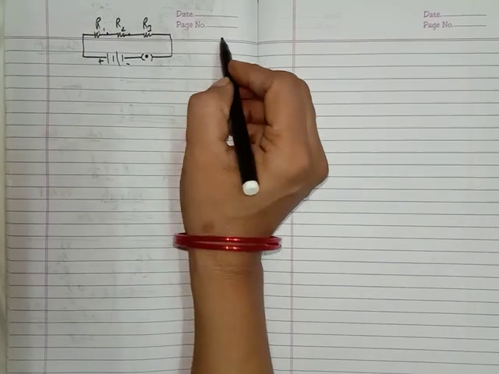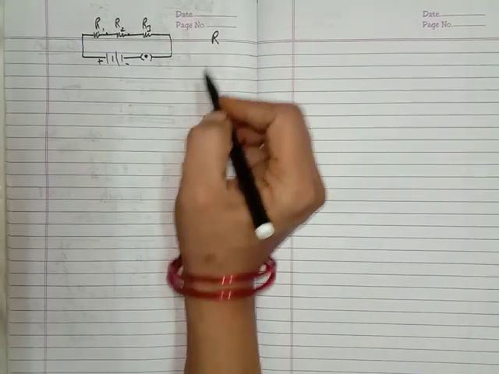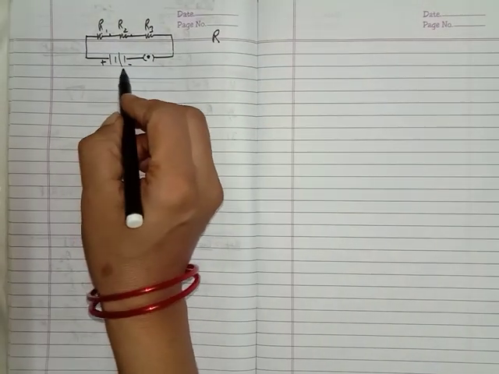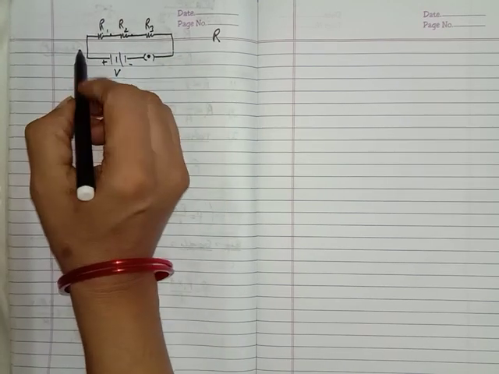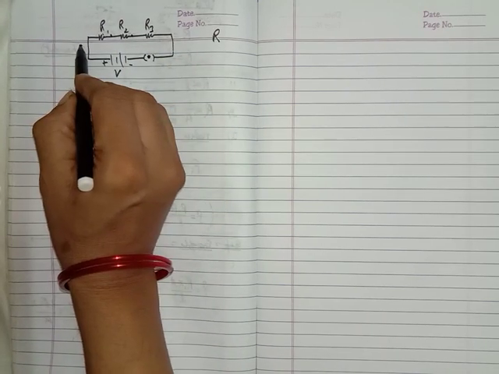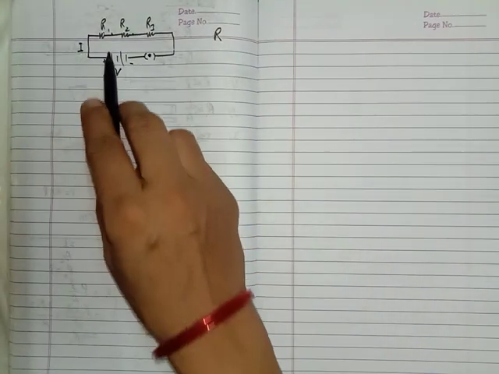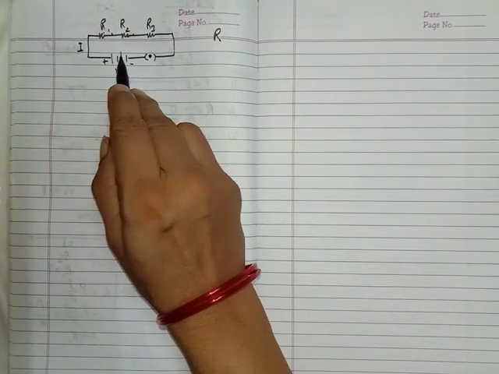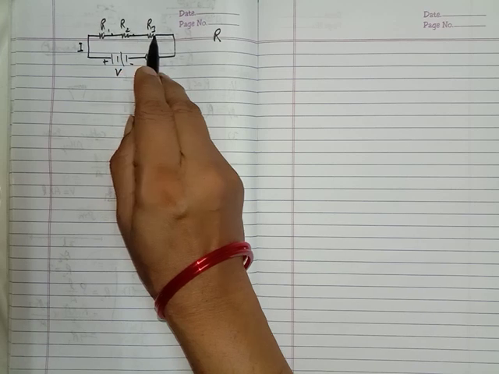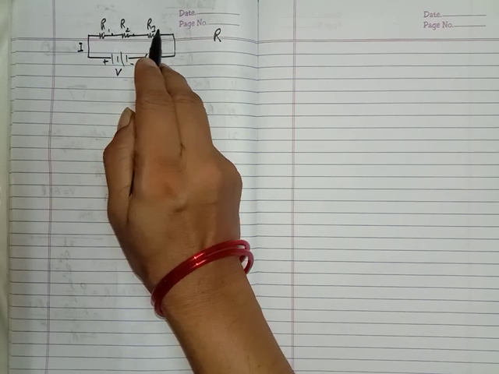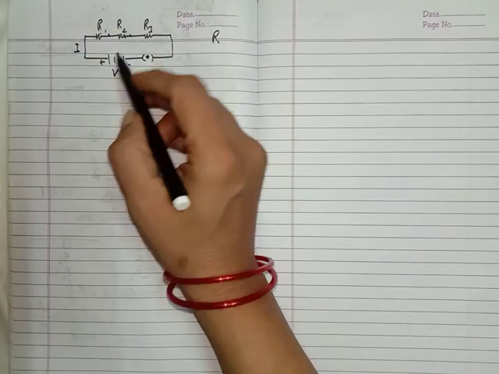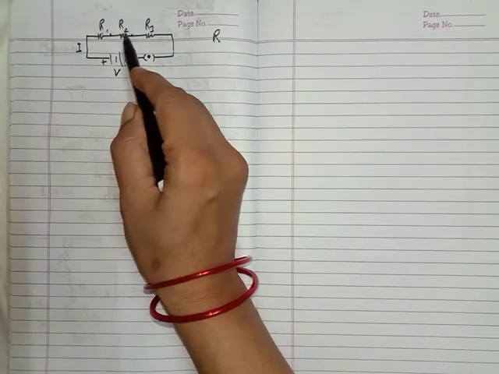Suppose the total resistance of this circuit is R. Suppose the potential difference of this circuit is V, and the current flowing through this wire is I. What is constant about these 3 resistors? The current is constant in all these three resistors. This is the most important thing that you should know, that the current does not change in a series combination.